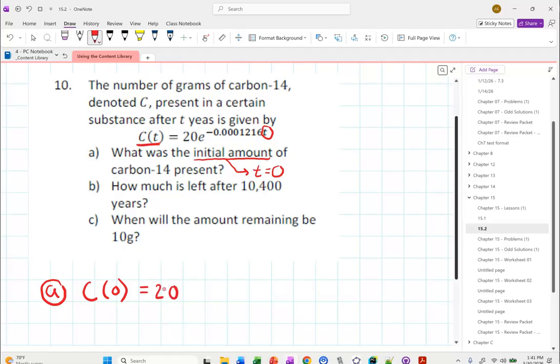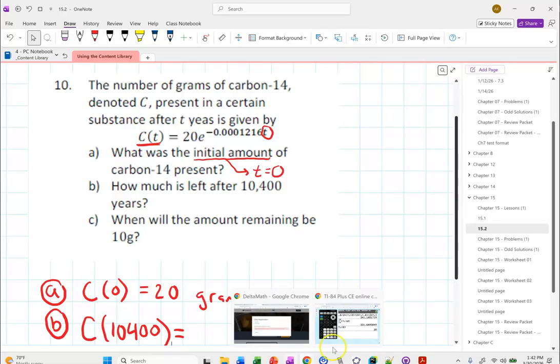And I guess this was in grams. So it's just plugging in, basically the initial amount. Because T is years or time, we're just plugging this in. Part B says how much is left after 10,400 years? Well, that's another time, right? So that's going to be plugged in for T.